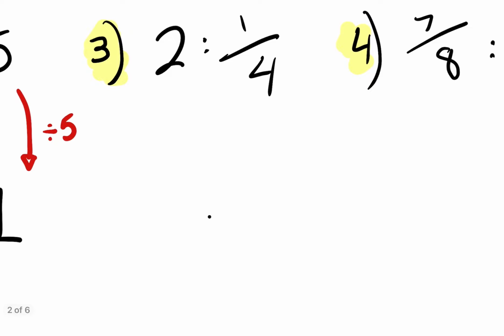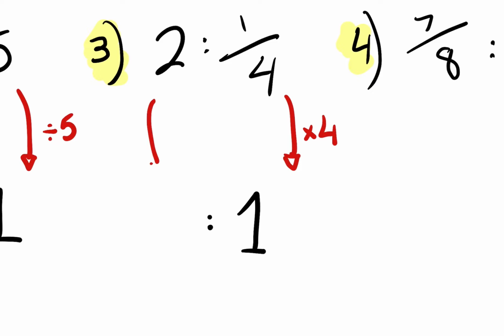Here it gets a bit trickier. Don't panic with the fractions. Let me explain. We need it in this form here, something to 1. Now, there are 2 ways you can do it. For a quarter, you can times it by 4. And there we are. Times that by 4, and that gives us it in the form of 8 to 1.